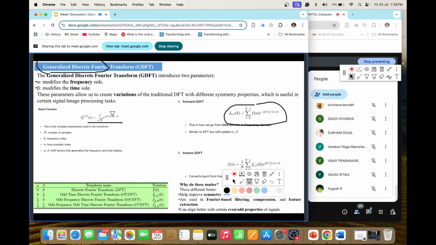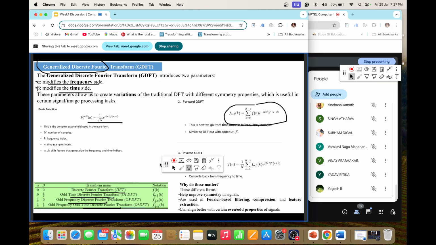You can see this is alpha, k plus alpha and beta. Alpha modifies the frequency side, beta modifies the time side. So we have different values of alpha and beta. If it is 0, 0, we call it the discrete Fourier transform, DFT, that is common. If it is 0 and half, this is the odd time discrete Fourier transform. If it is half, 0, that is the odd frequency discrete Fourier transform. Half, half, this is the odd frequency odd time discrete Fourier transform.